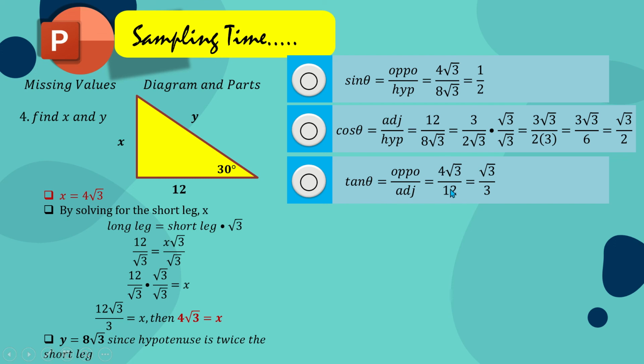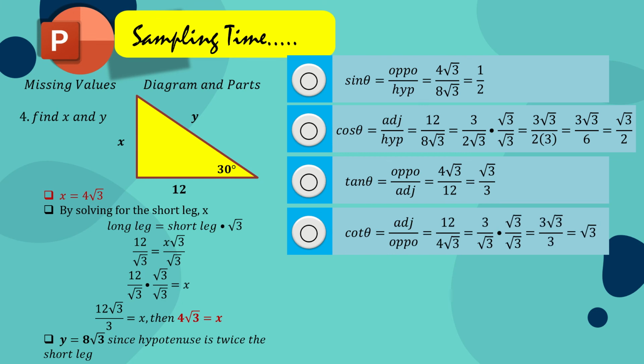1. How many 4s in 12? 3. And again, the imaginary 1. So, square root of 3 over 3. You no longer need to simplify, because the denominator is already a whole number, rational. Cotangent is adjacent over opposite.